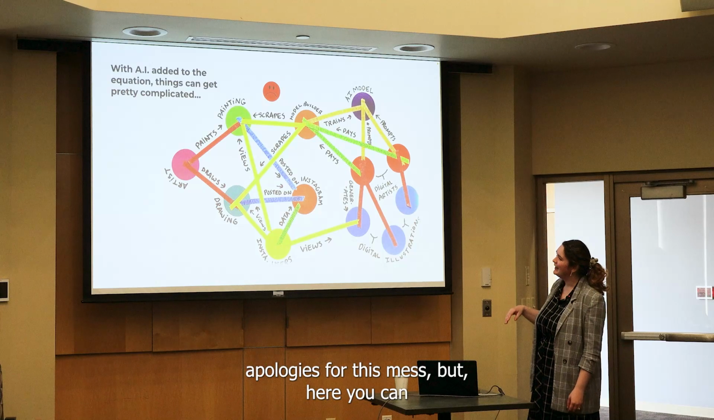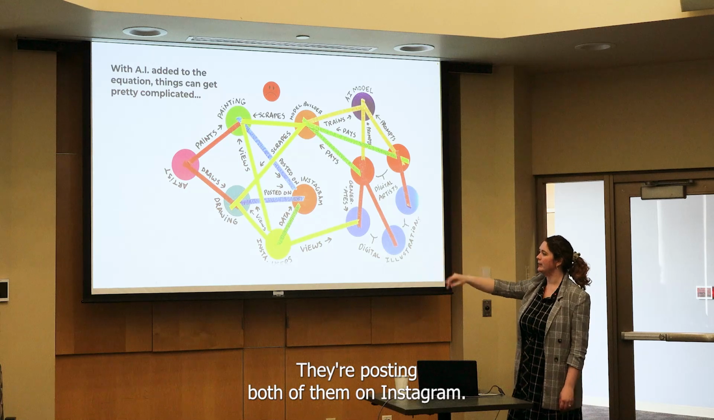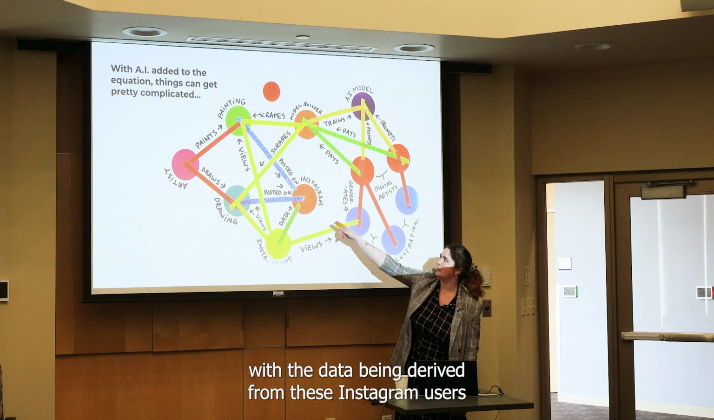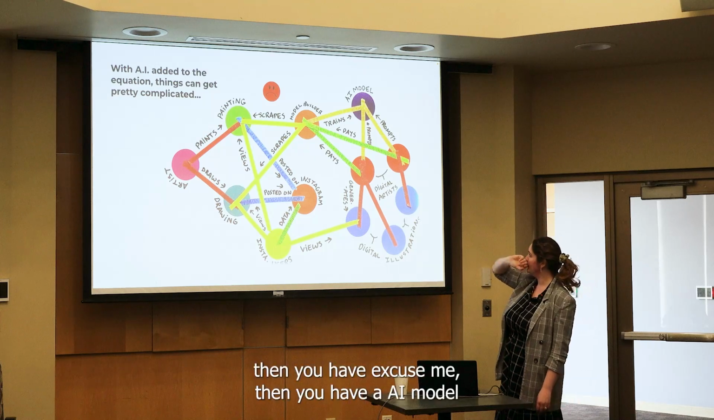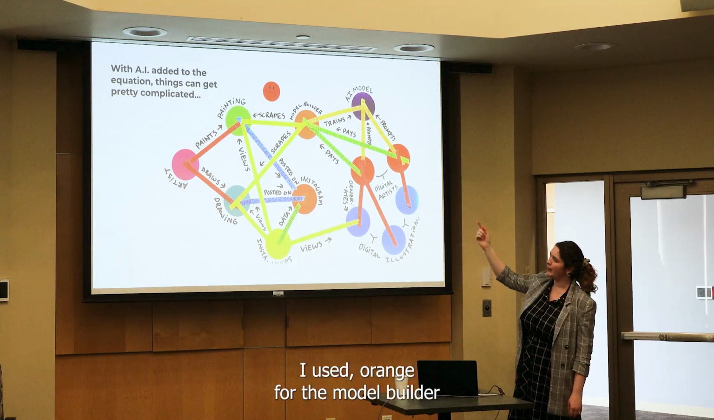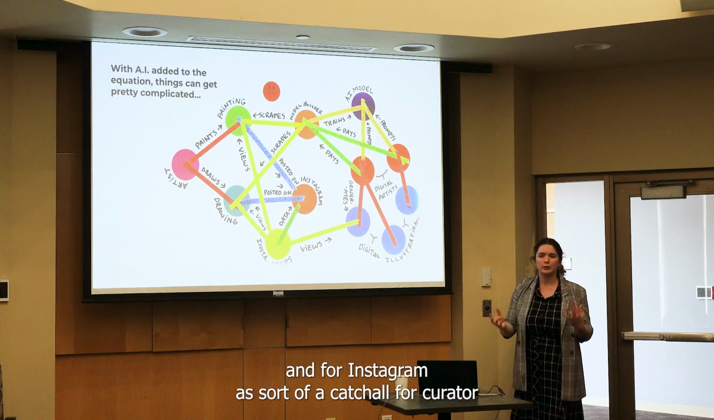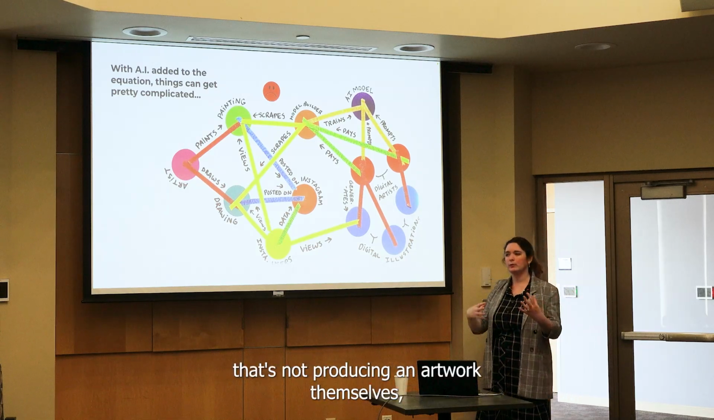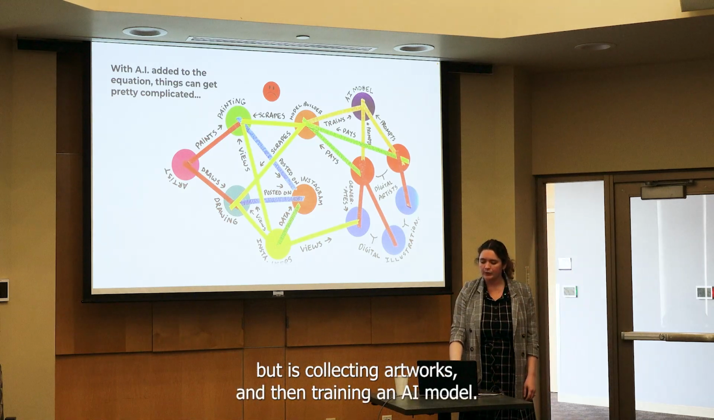Apologies for this mess, but here you can see you've got an artist that's drawing and painting. They're posting both of them on Instagram. We might even have problems with the data being derived from these Instagram users as a separate problem outside of the creative economy. Then you have an AI model that's being built by a model builder. Here, I used orange for the model builder and for Instagram as sort of a catch-all for curator that could be publisher, that could be a person that's scraping images, basically anyone that's not producing an artwork themselves but is collecting artworks, and then training an AI model.